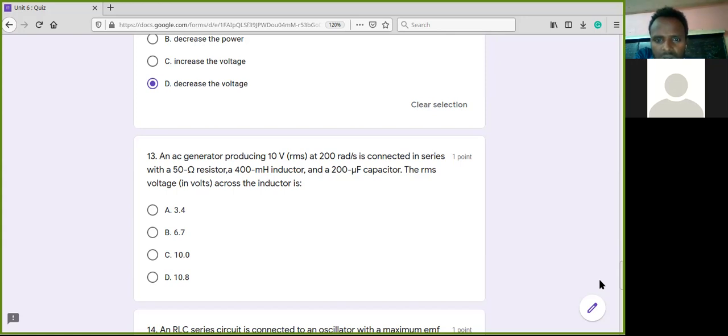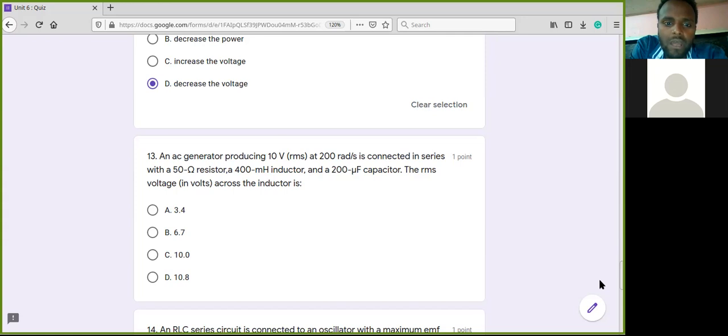200 is omega, right? Yes, this is omega, very good. Because the angular frequency is the same as omega. For one complete oscillation, the angular displacement is 2 pi. The time taken is the period. Therefore, 2 pi over period is omega. This 200 rad per second is omega.